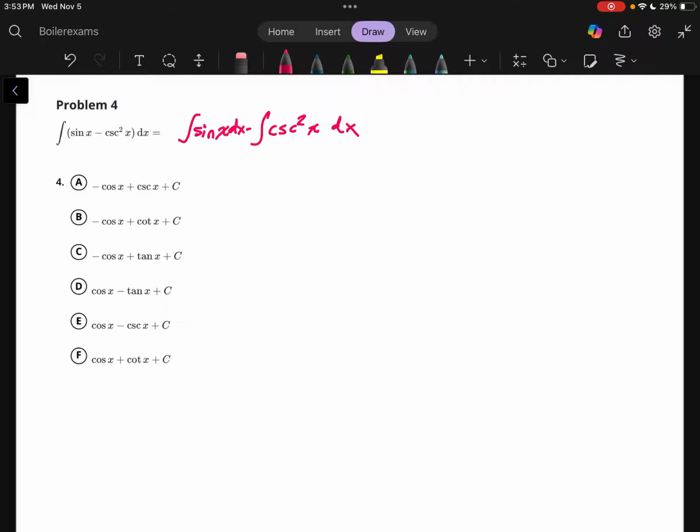And from here, all we have to do is use our basic antiderivative rules. So the antiderivative of sine of x is negative cosine x. And the antiderivative of cosecant x squared is negative cotangent of x. And so notice we have a minus minus here, so that becomes negative cosine x plus cotangent x.